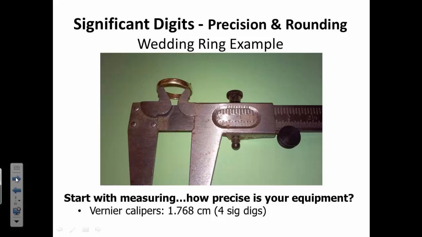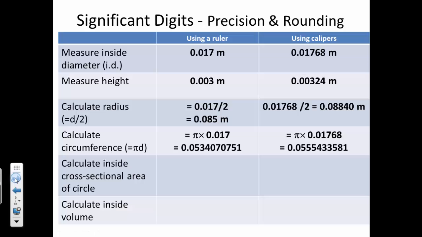So this is an example of a vernier caliper that measures an inch scale. I actually have some better ones that have dials on them, they're easier to use. And with this, I can measure that it's 1.768 centimeters, which is 4 significant digits. All right, so significant digits. What about using them in rounding?